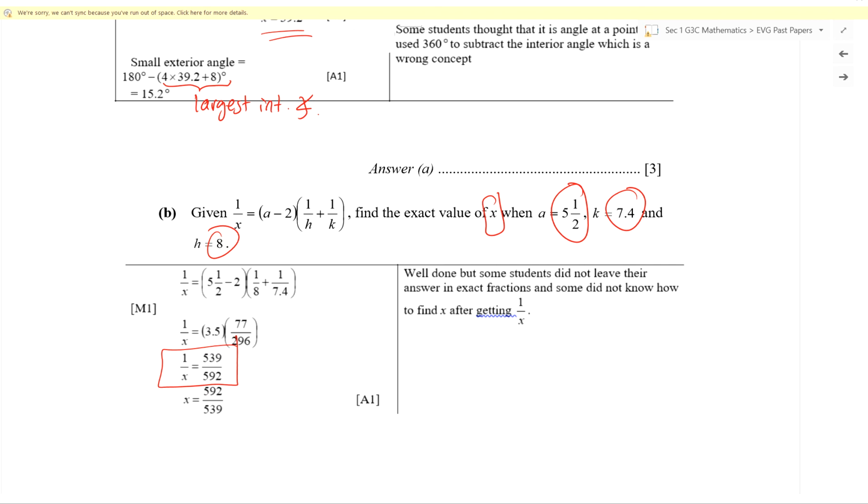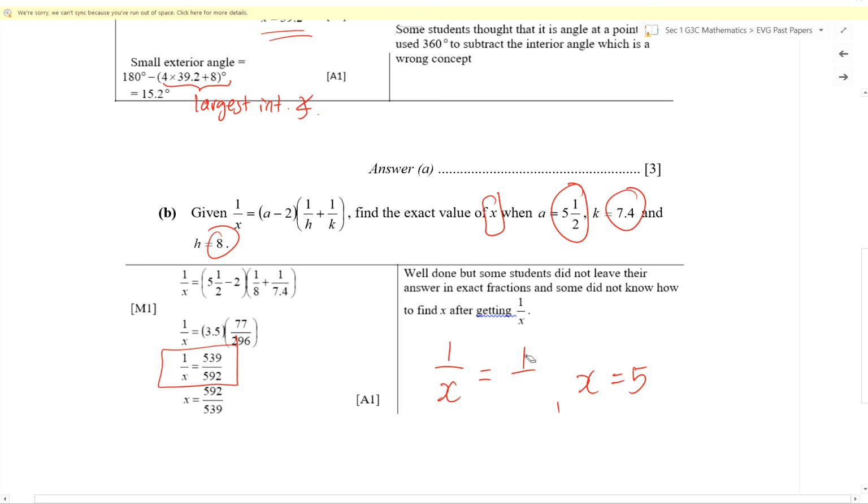Okay, so let's think about it. If I tell you that 1 over x is equal to 1 over 2, what is x equal to? Is it obvious to you? 1 over x is 1 over 2, so x is equal to 2. Okay, what about 1 over x is equal to 1 over 5? What is x equal to? 5. Simple.